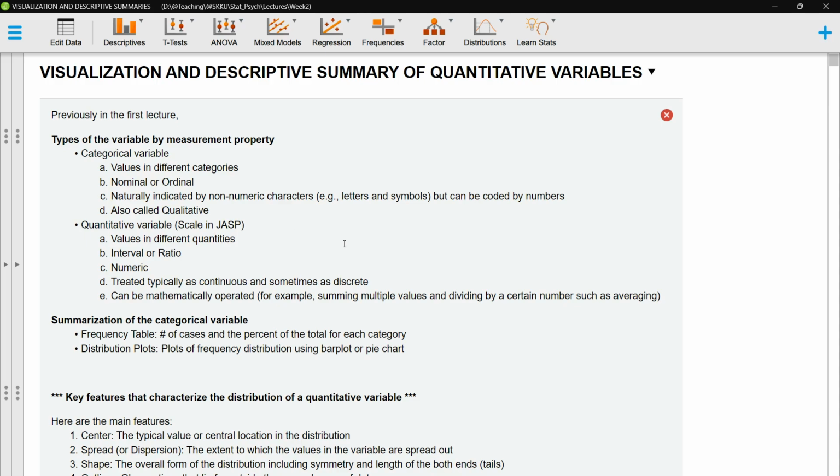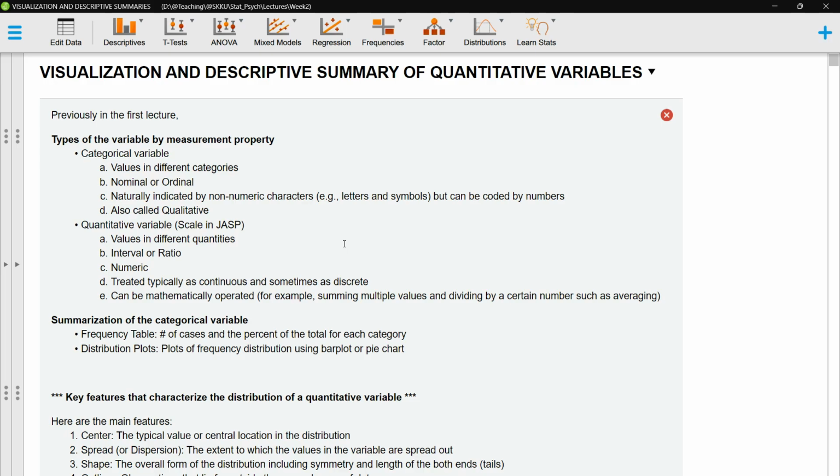Today we will talk about the best way or the most efficient way of the visualization of the quantitative variable, or what the descriptive summary statistics are for the quantitative variable. That's the main topic of today's class.